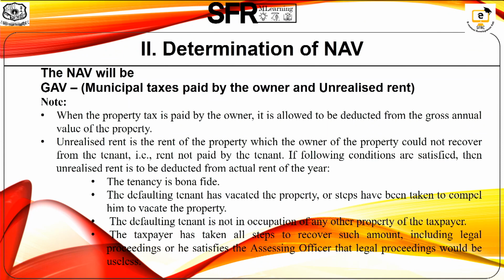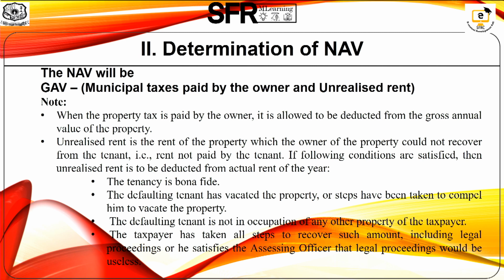The second step is determination of net annual value. It can be calculated by the simple formula: gross annual value deducted by municipal taxes paid by the owner for that property and unrealized rent.